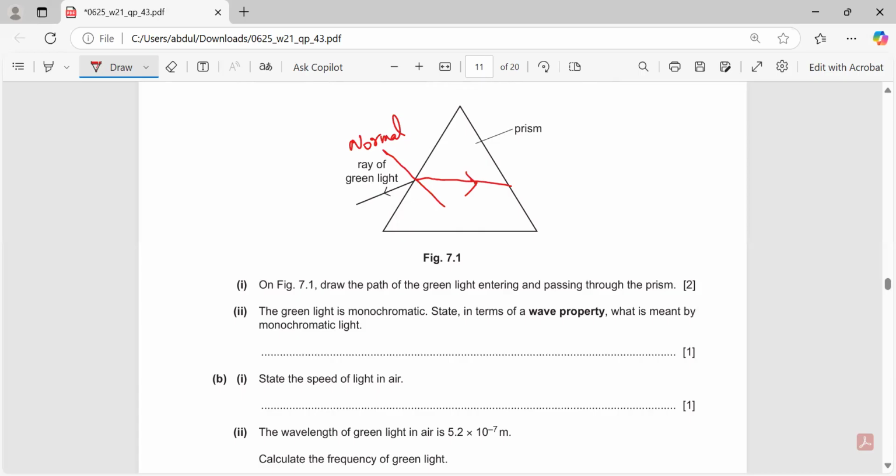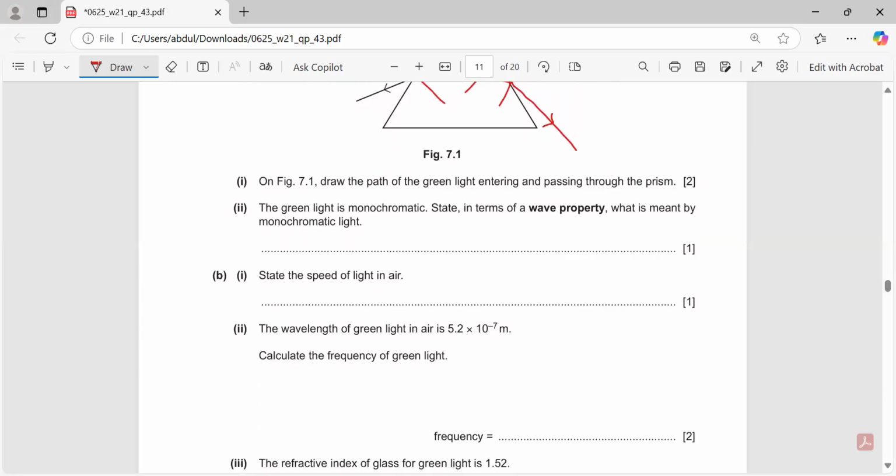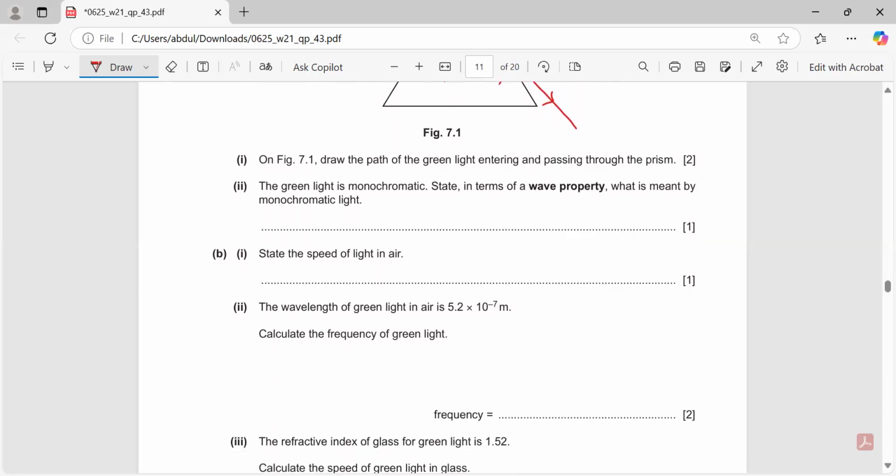Light entering and passing through the prism. So up to here it is done. But at the point of exit from the prism, again you need a normal. And it will be bending now away from the normal, because from denser to less dense it will speed up, so it will be bending away from the normal. So roughly I have drawn this diagram. Let's say the green light is monochromatic.